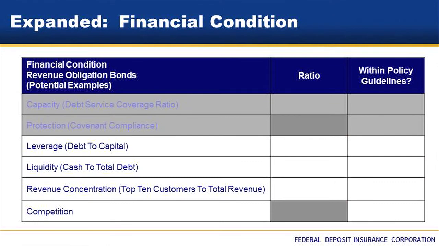An example of a potential framework for revenue obligation bond analysis is presented in this table. We discuss capacity and protection in the basic analysis module. When assessing leverage and liquidity, ratios such as debt to capital and cash to total debt may be used. Revenue concentration and competition may also be assessed. Each ratio should be compared to the bank's internal policy guidelines to determine if the bond meets its credit criteria. If financial weaknesses are identified during this analysis, any mitigating factors should be considered.